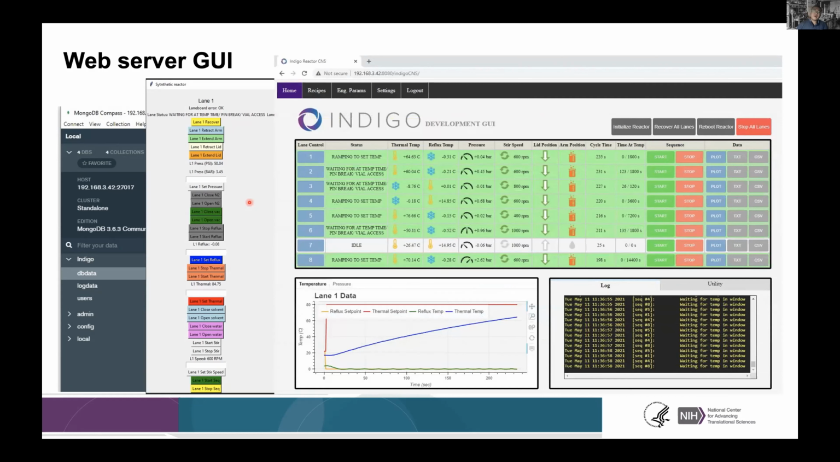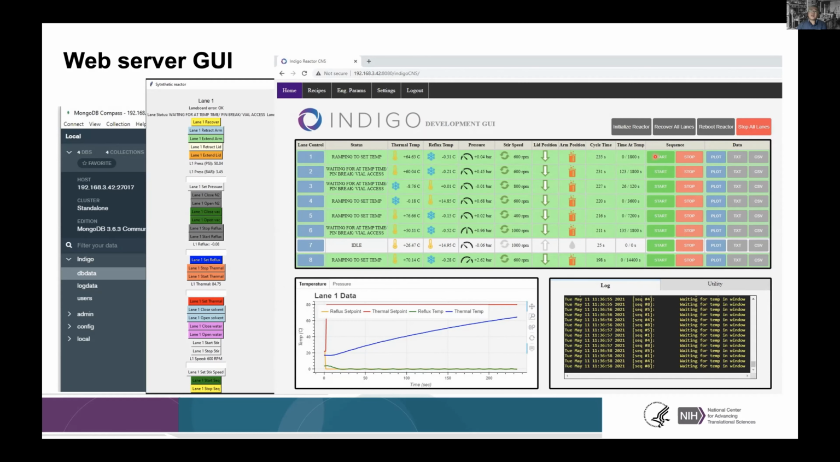And in this version of software, we can have more control and more visualization for our reactors. We can see the real-time temperatures. We can monitor the pressures, stirring speed, and the status of our lid and the arm. Also, we can know how long the reaction has been running and how much time is still left.